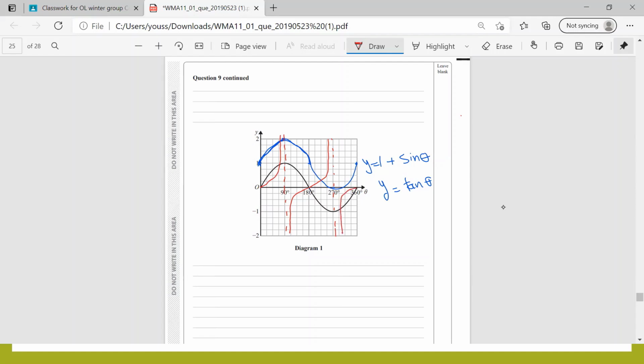So we need to find the intersection points for this one, but this is not our topic. We're talking about the transformations. We're going to move to another one for the transformation.